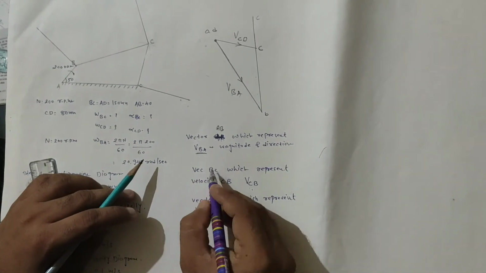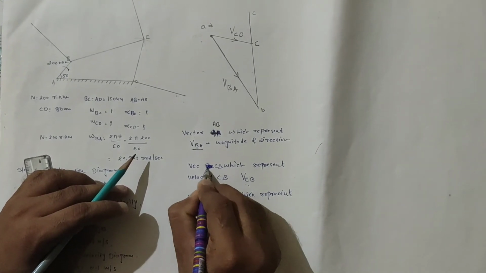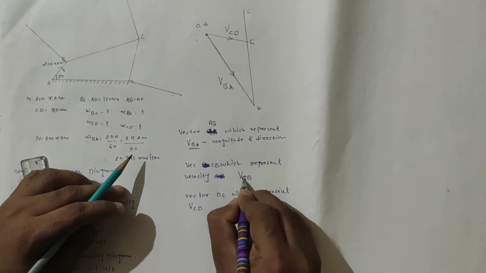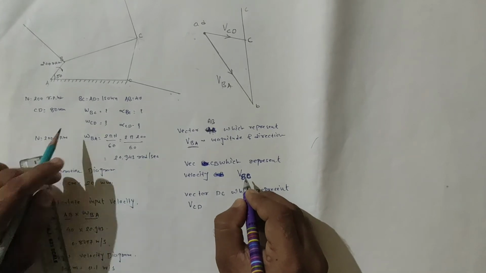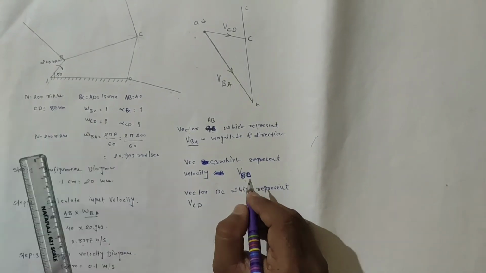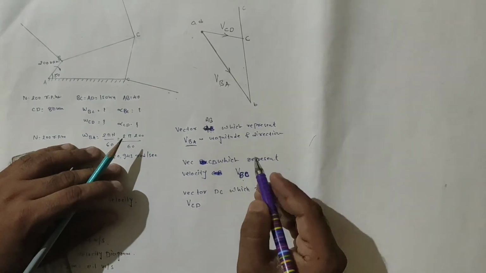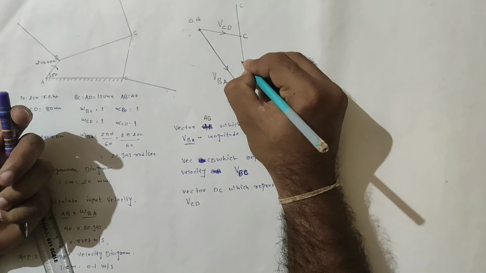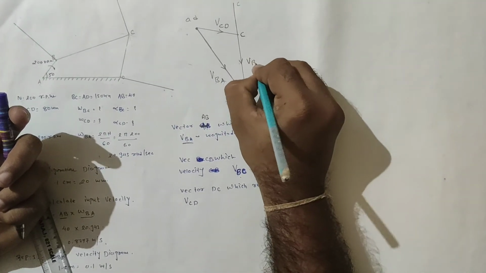This is a vector CB that we have to represent. Draw a vector CB which represents the velocity of BC that we have to find out. What we have to find out? Velocity of BC, with the help of which we have to find out the omega BC and acceleration of BC. This is the point that you have to remember. Now BC, it means it moves from where to where? From C to B. This is the velocity of BC.